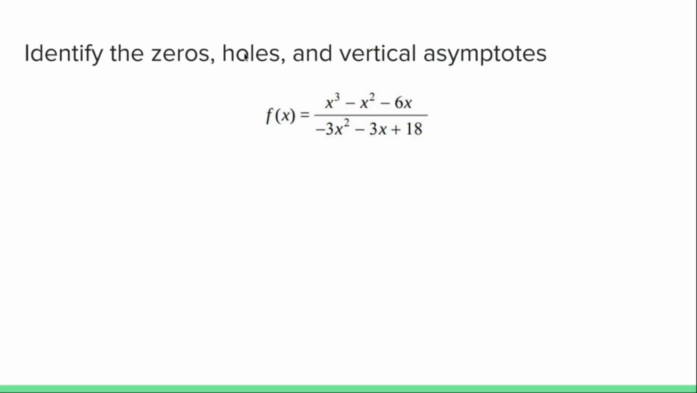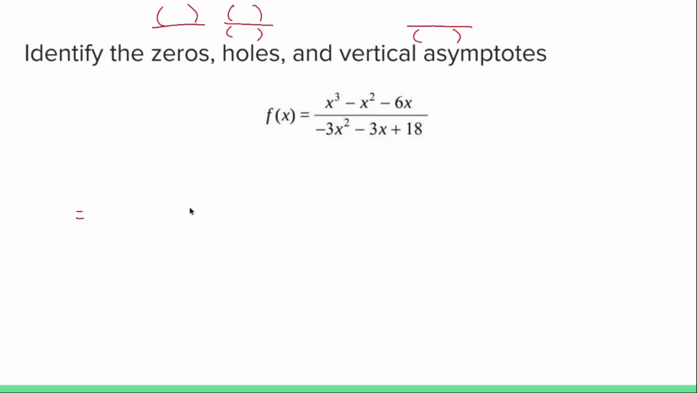Identify the zeros, holes, and vertical asymptotes. Well, if you're given a rational function, you're probably going to have to factor stuff out. A zero exists when you have a unique factor in the numerator that's nothing like the denominator. A vertical asymptote exists if you have a unique factor in the denominator that's nothing like the numerator. And a hole exists if you have the same thing in the numerator that you have in the denominator. So what we need to do is factor all this out.